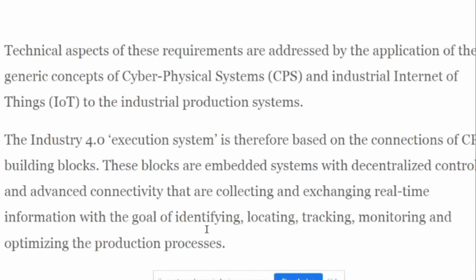So as I already mentioned to you, technically the realization happens through what is called cyber-physical systems and industrial Internet of Things. Okay, and also essentially we are talking about a modular kind of approach where we are talking about cyber-physical systems as modules. These are essentially embedded systems, right? These modules comprise of embedded systems with a decentralized control, also known as autonomous systems.